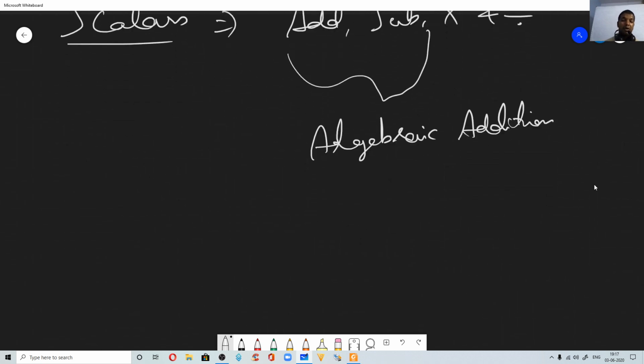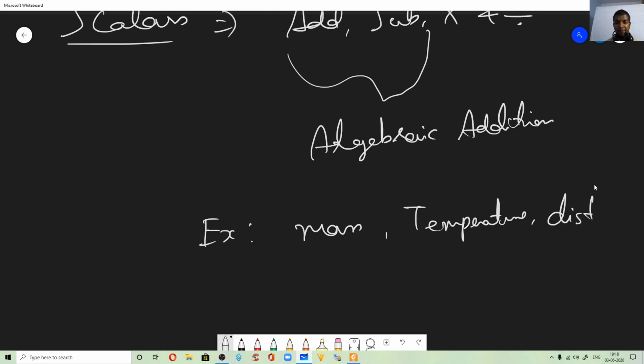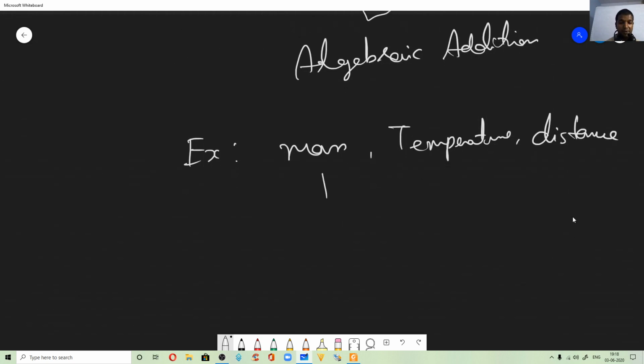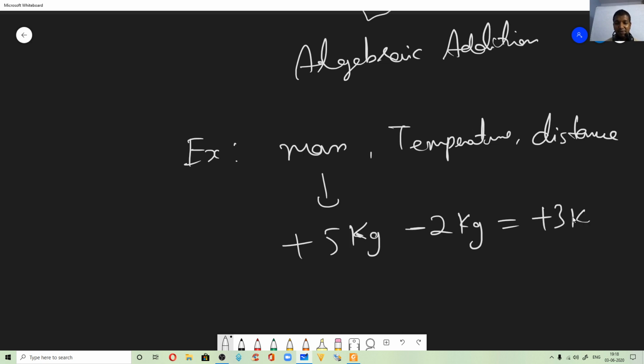Now, before we get to vectors, let us take an example. A good example for a scalar is mass. Then temperature, then distance. These are a few examples for scalars. Say I have 5 kg of sugar. Then when removing, we usually give a negative sign, so I am left with 3 kg of sugar. It's not that difficult, all of you know this already.